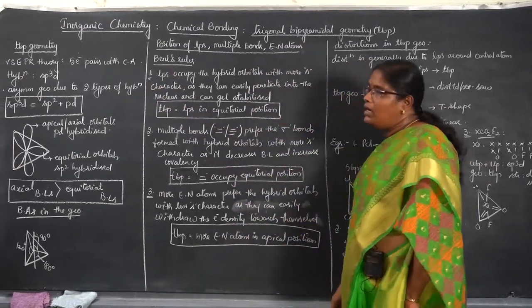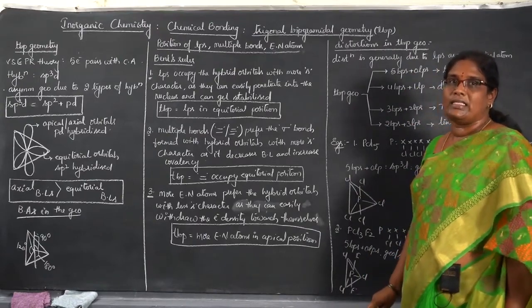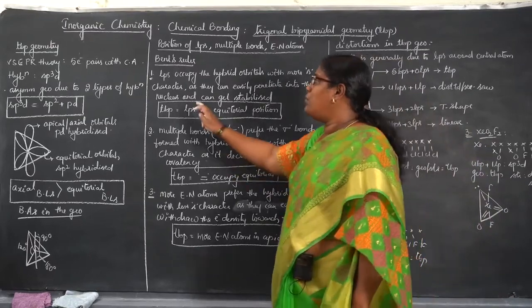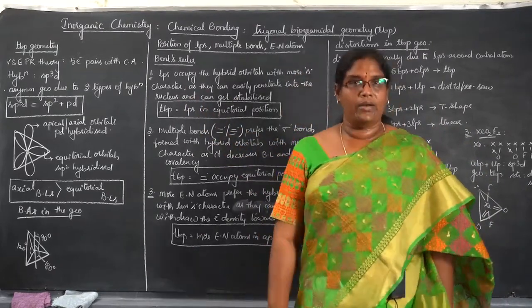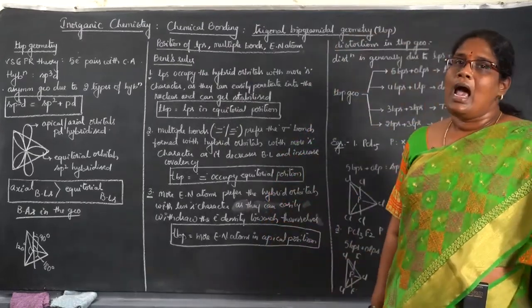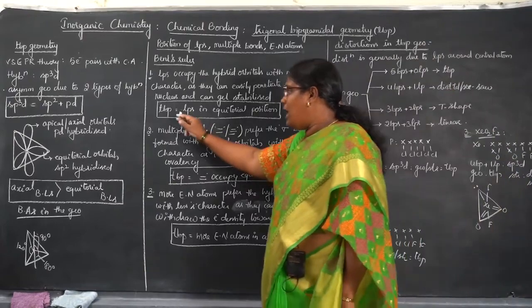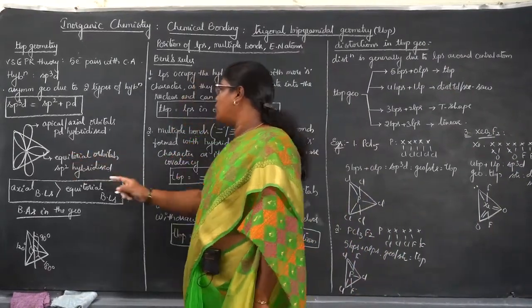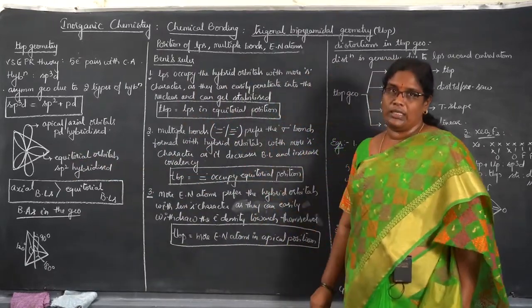Lone pairs generally occupy the hybrid orbitals where the percentage s character is more. Why must the s character be more? When the s character is more, the orbital can easily penetrate towards the nucleus and can get stabilized. So in trigonal bipyramidal geometry, s character is more in the equatorial position. So lone pairs occupy equatorial positions.